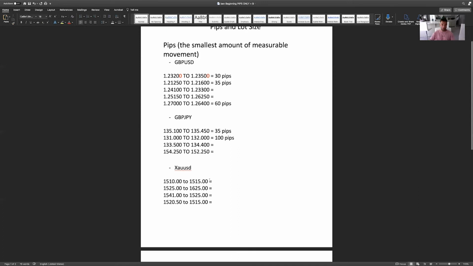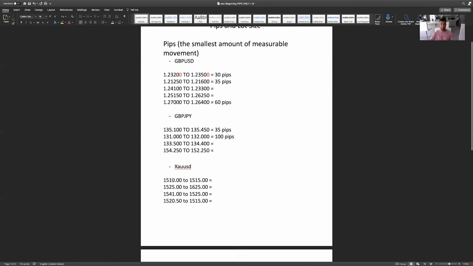For gold, it's going to be the same thing. On this one here, we're going from 1510. Again, it's a different decimal place, which is why I use it as an example. I don't necessarily want you to trade this yet, especially if you're newer, but at least you'll know when you're looking at it. Here we're going from 1510 to 1515, and since we're trying to get from 10 to 15, we go up 50 pips. Our next one down here, we're going from 1525 and then a whole number up, 1625. In this scenario, it'd be 1,000 pips.